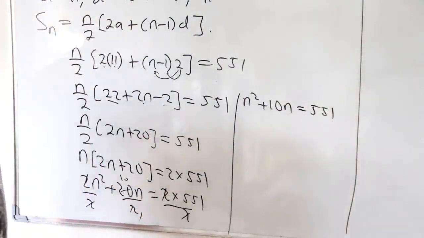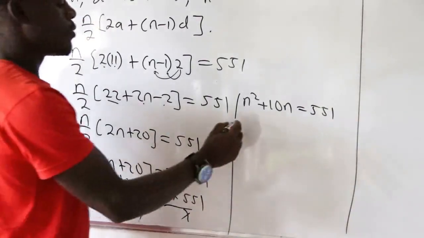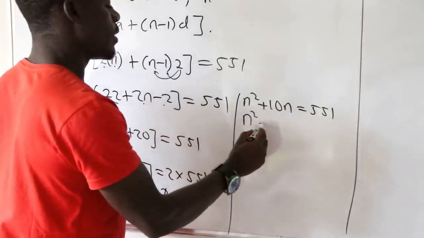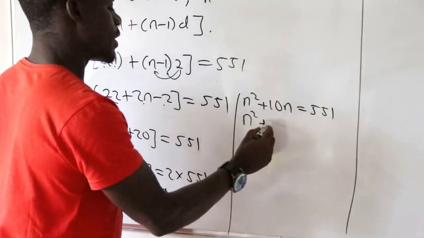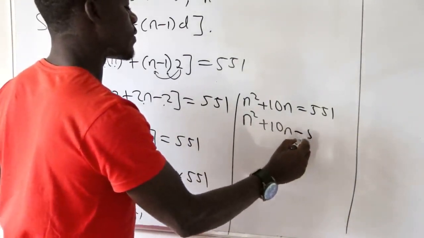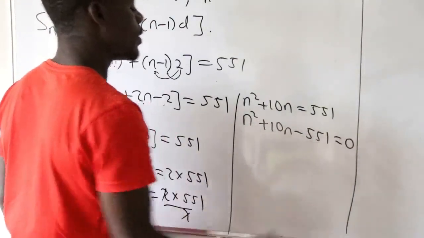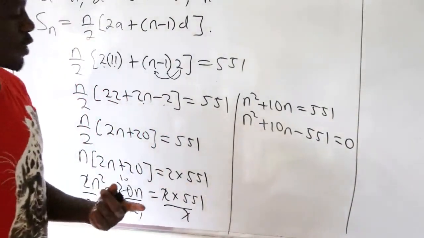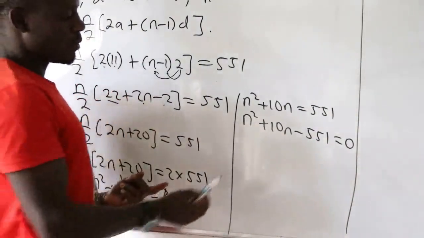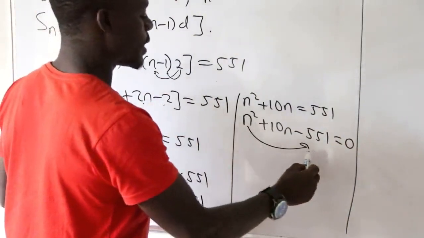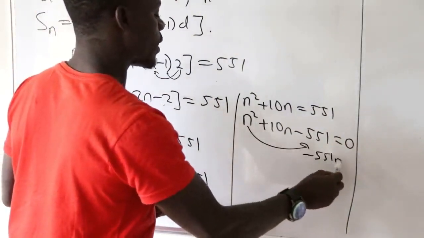And this is a quadratic equation. Then we will now rearrange, so we have n squared plus 10n minus 551 equals 0. And if you can recall how we solve quadratic equations by factorization, we multiply this by this, and it will give us minus 551n squared.